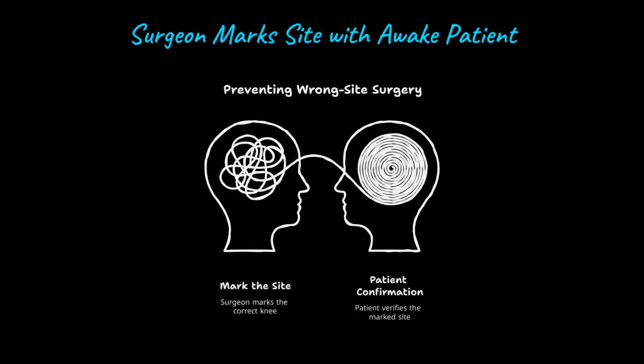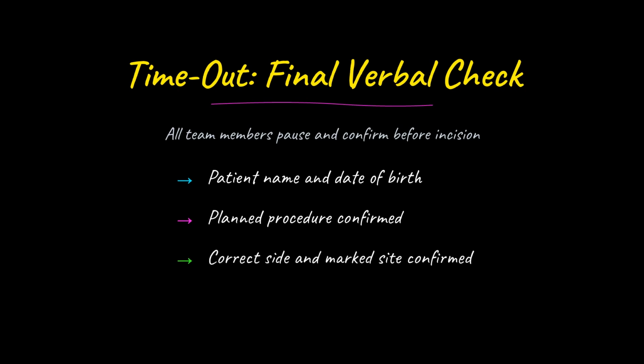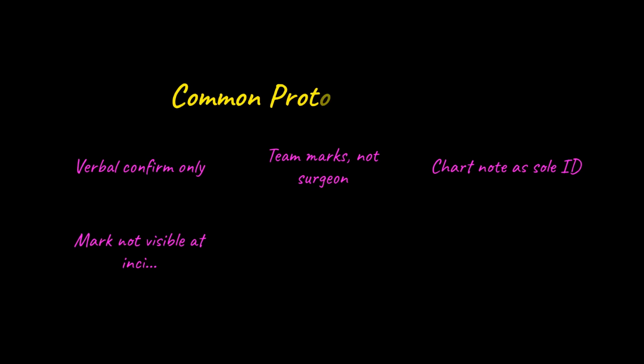The surgeon marks the incision site with an indelible marker while the patient is still awake and able to confirm the correct side. This mark must survive surgical preparation and remain visible through draping, so the team can still see it at the time of incision. The timeout is the last layer of redundancy. Every team member participates and verbally confirms the patient's identity, the planned procedure, the correct site and marked site, and any special equipment needed before the first incision.